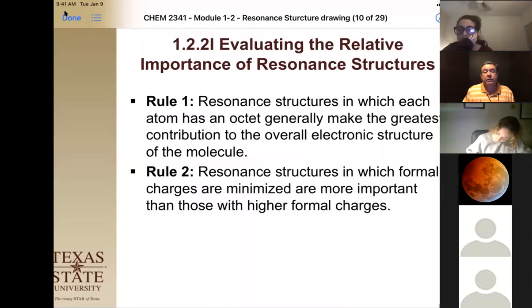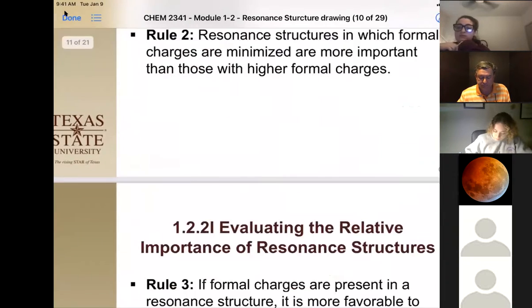The second rule is that resonance structures in which the formal charges are minimized are more important than those with higher formal charge. If you can draw a resonance structure with 0 charge, or with just one positive or negative charge, as opposed to flipping these electrons around and getting a positive here and a negative here, or 2 negatives and a positive, the ones with more charges are of less importance and less likely to be contributors to the reaction.